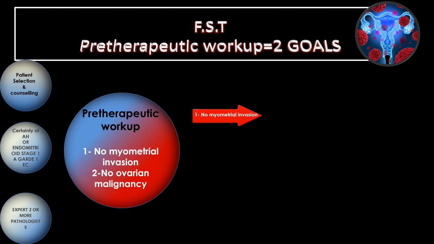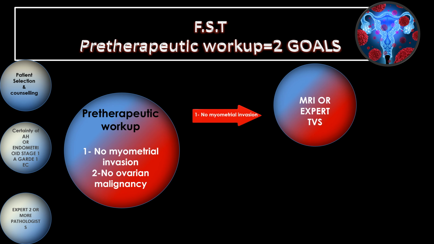Regarding exclusion of myometrial invasion, the expert transvaginal ultrasound, done by an expert, or MRI. Indeed, radiological imaging to assess the extension of the disease must be performed by an expert ultrasound examination, and expert ultrasound examination can substitute pelvic MRI. Again, expert ultrasound examination can substitute pelvic MRI scan.